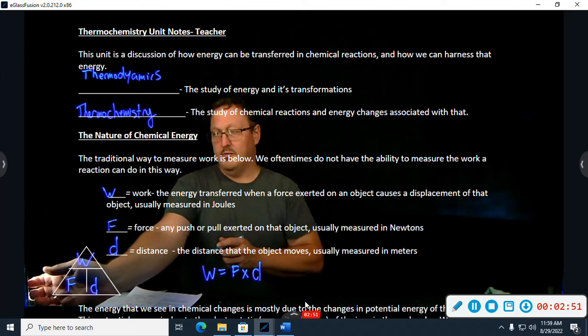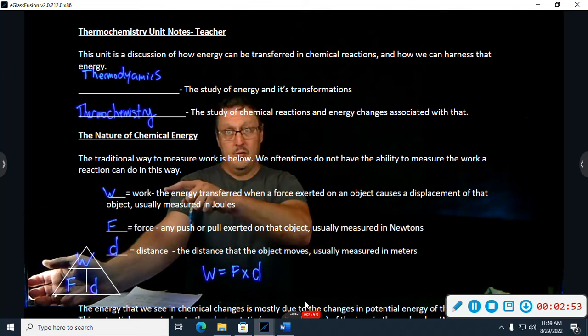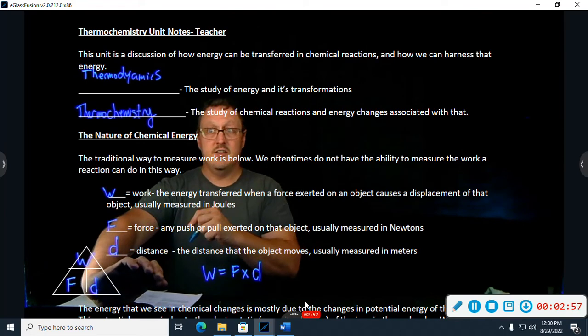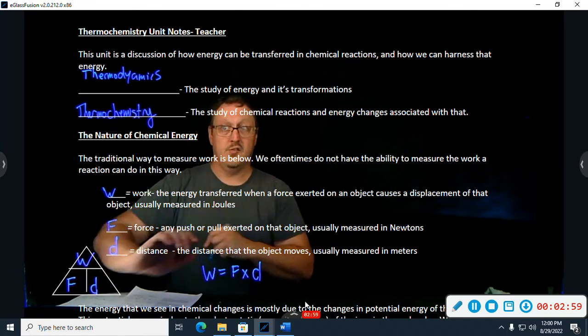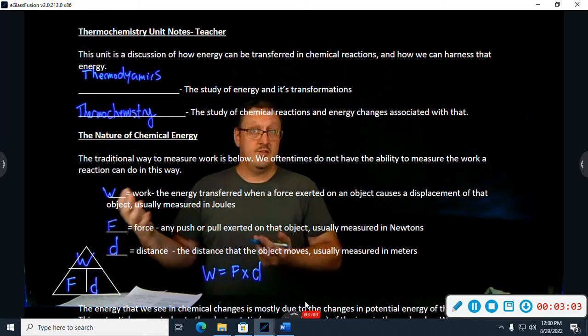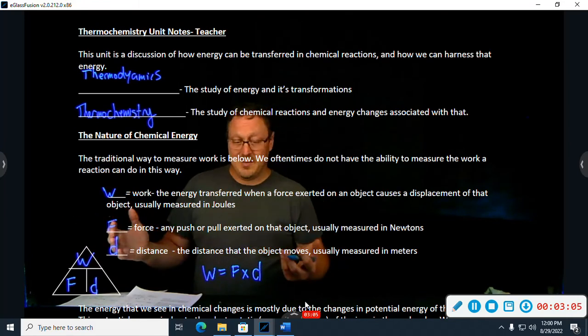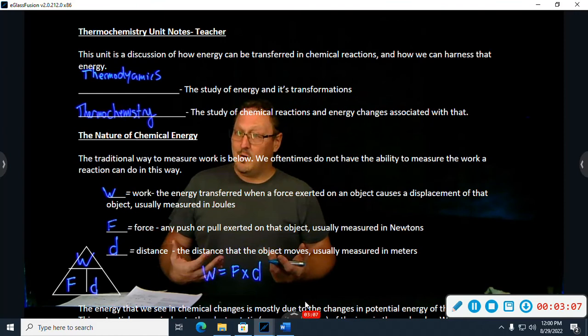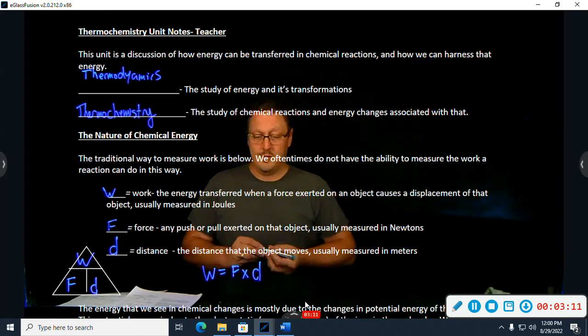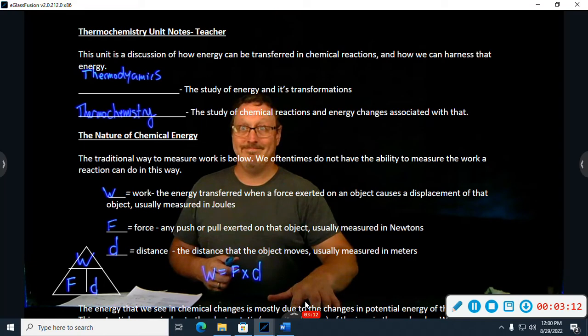If I cover up my F, W divided by D is going to be my force, and if I cover up D, the distance, work divided by force is going to give me the distance. And so that's how you can use the triangle to make sure that you know what you're doing. Now, like I said, we're probably not going to use these that often, but that's okay.